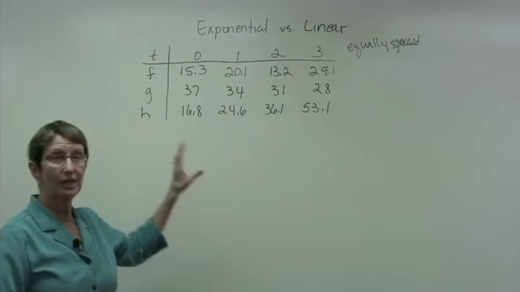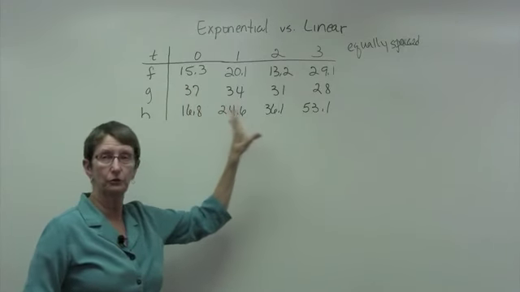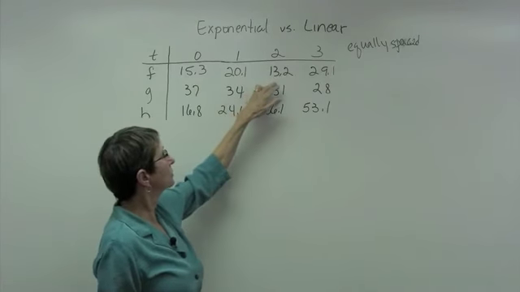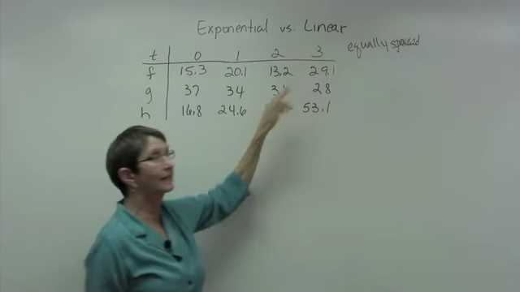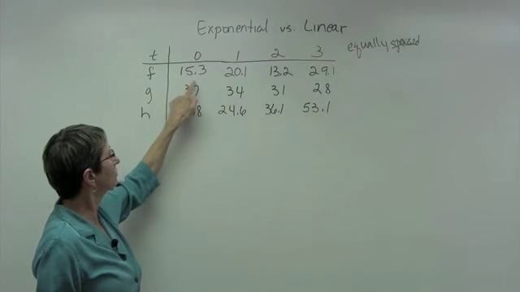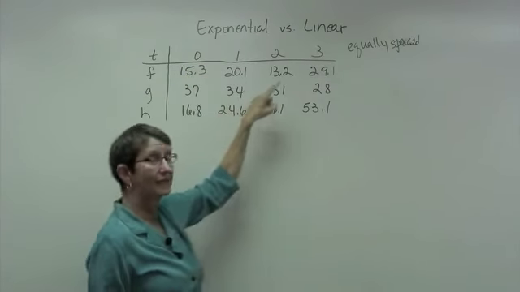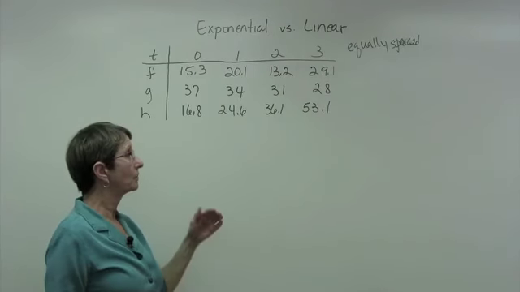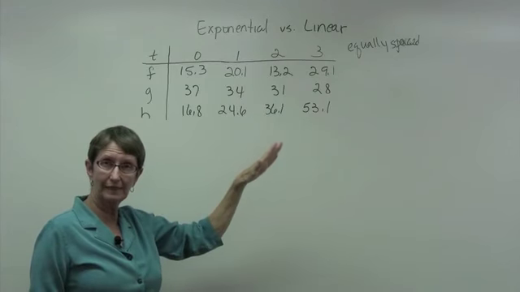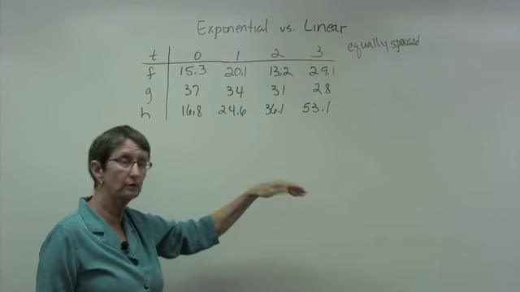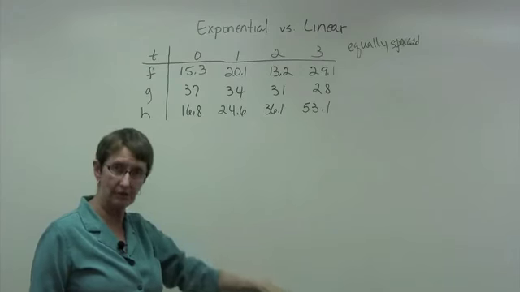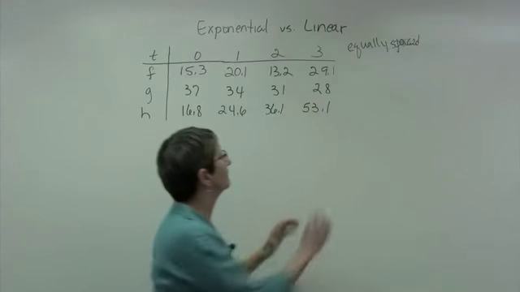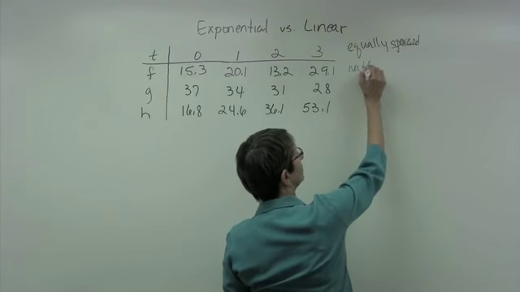So let's look at function f. Just look at the data first. 15, 20, it's going up. 13, it's going back down. 29, it's going up. So our data goes from 15 up, down, and then up. So that can't be a linear nor an exponential function, because linear is increasing or decreasing or horizontal, and exponential is increasing or decreasing. Since the output values go up and down, it is neither linear nor exponential.